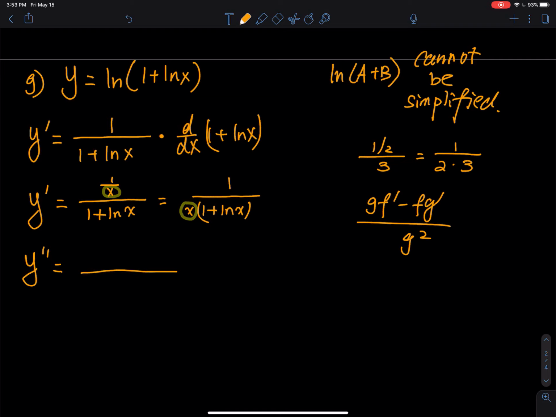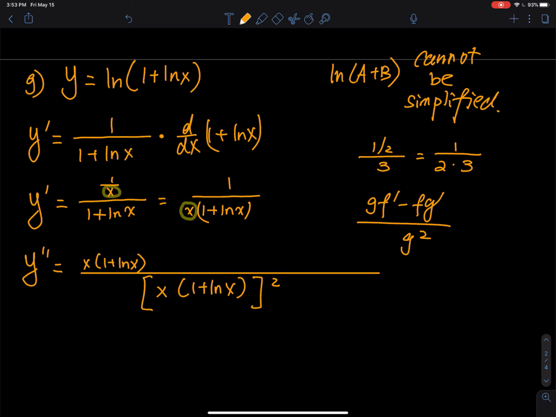Okay, we square the denominator first. So we have x times 1 plus ln x, and then immediately we square these things because we are following the quotient rule. And then gf prime, we copy function g right now. So function g is the whole denominator, x times 1 plus ln x. And then the derivative of the top, the derivative of 1 is equal to 0. And then we have a minus because we are doing the quotient rule. And then we have fg prime. So f is 1.